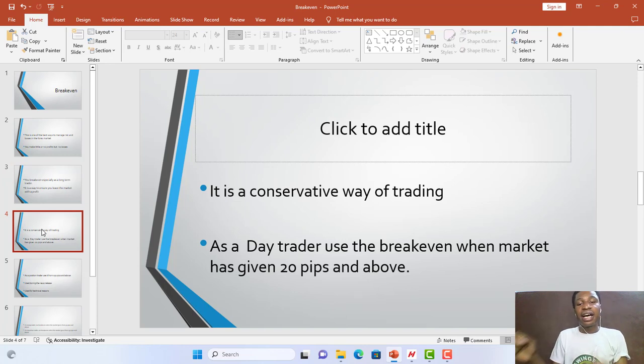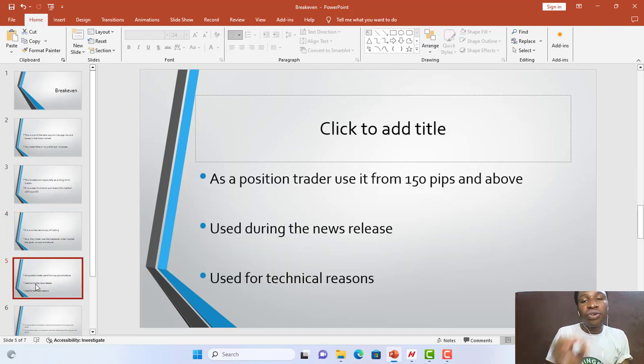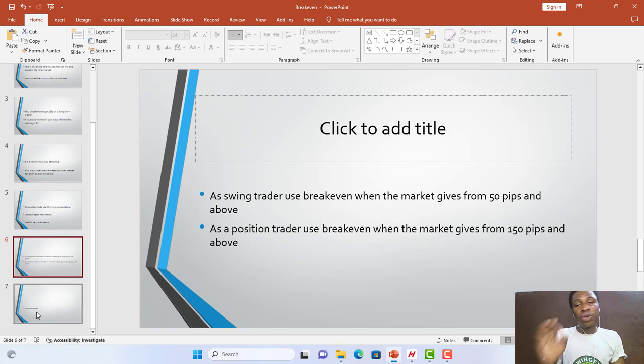As a day trader, use the break even when market has given from 20 pips and above, right? So as a position trader, use it when market has given from 150 pips and above. Use during news release. That's why people use it. Use for technical reasons too. As a swing trader from 50 pips and above.